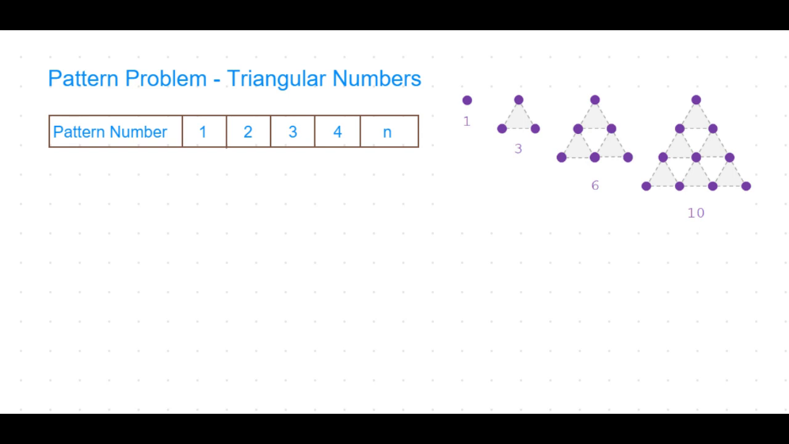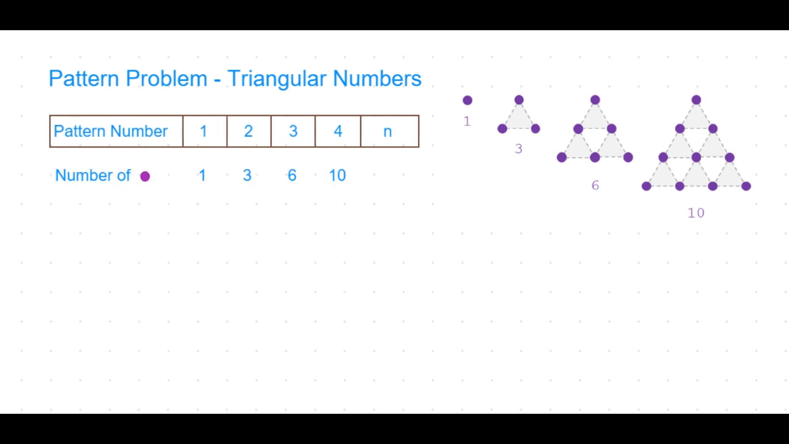Hello kids, welcome to part 3 of pattern problem videos. In part 1 and part 2, we have seen the constant difference method and the square number method. This is the triangular numbers method. As I have said earlier, in pattern problems, depending on how the number is increasing, the method has to be chosen. So let's look at triangular numbers.